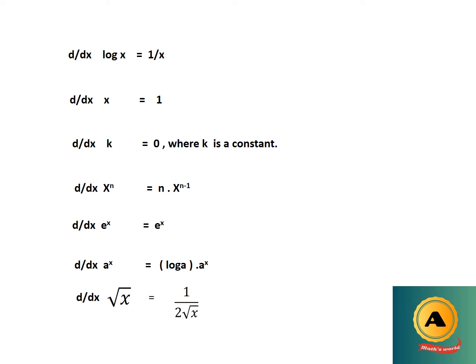Derivative of a raised to x equals log a into a raised to x. In a raised to x, a is the base and x is the index. a can be any real number. When the base is a real number and the index is a variable, then we can apply this formula, derivative of a raised to x. For example, 10 raised to x. The derivative of 10 raised to x is log 10 into 10 raised to x.